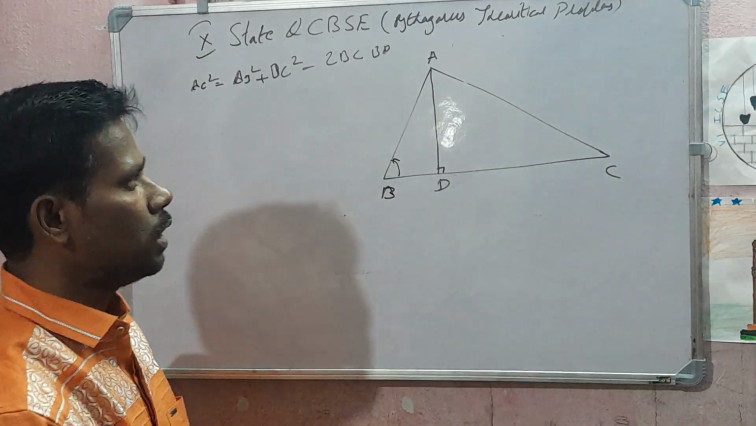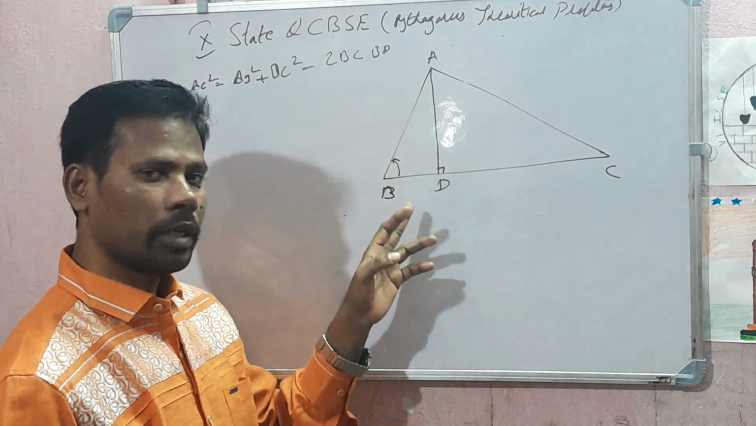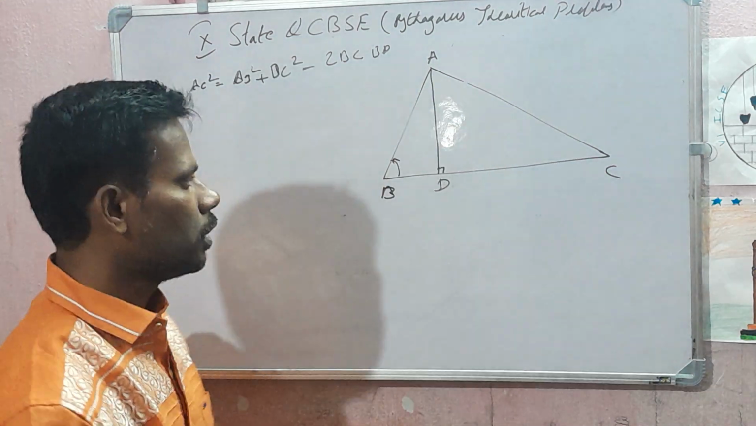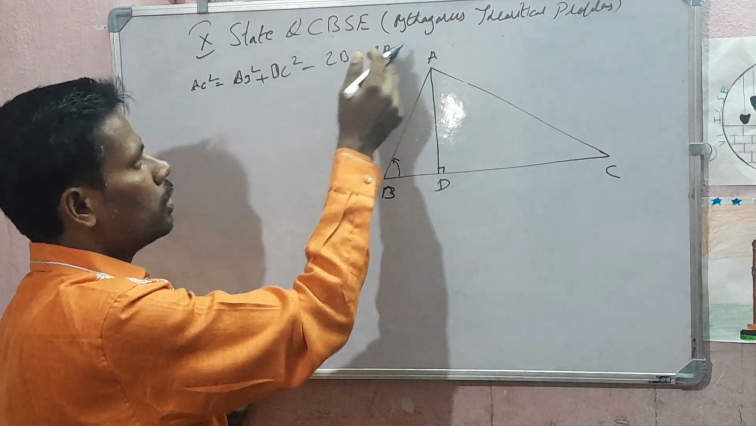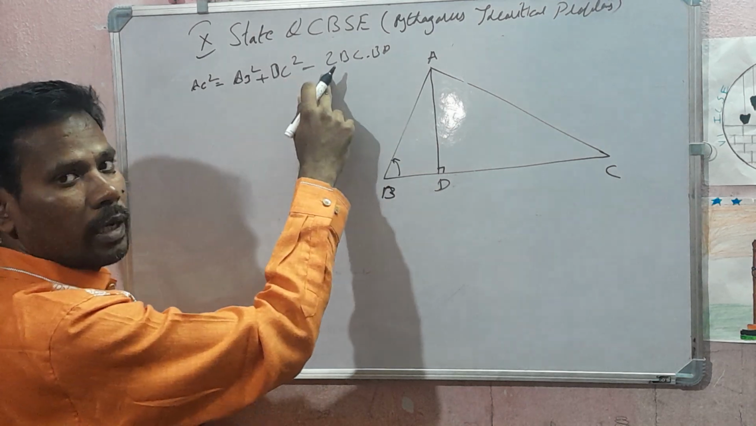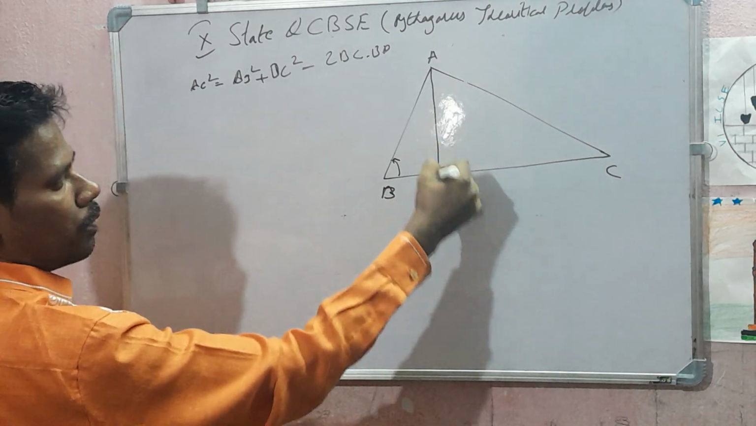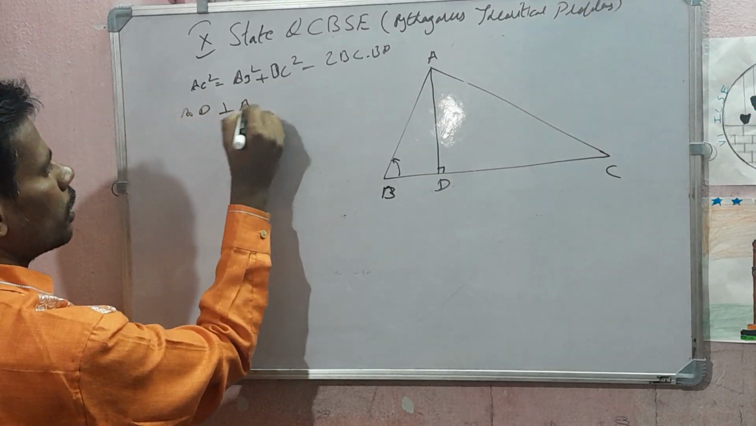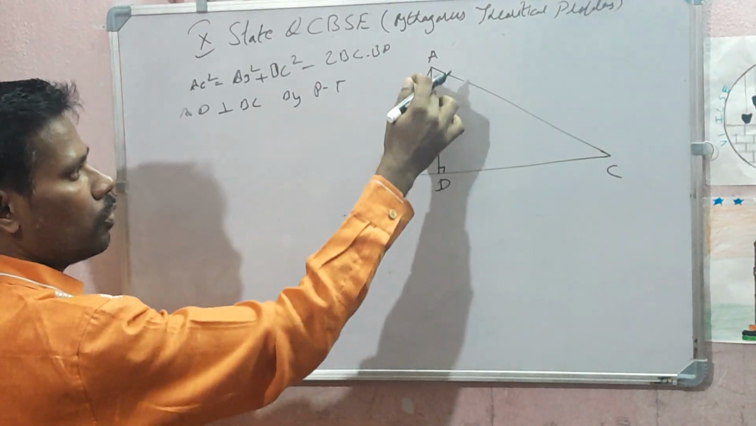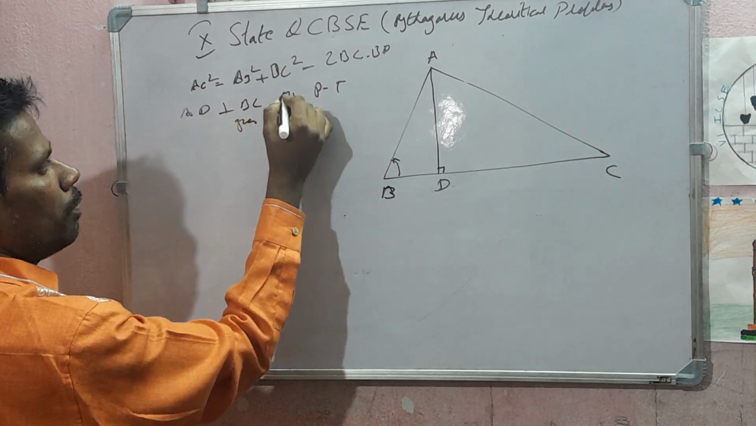what is the question in this? Just like the previous problem, triangle ABC is an acute angle triangle, in which angle B is acute and AD is perpendicular to BC. Prove that AC square is equal to AB square plus BC square minus 2 times BC into BD. Right. Now you know very well AD is perpendicular to BC. By Pythagoras theorem, what will you get in this?